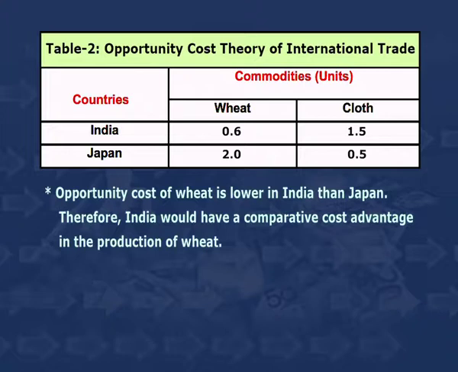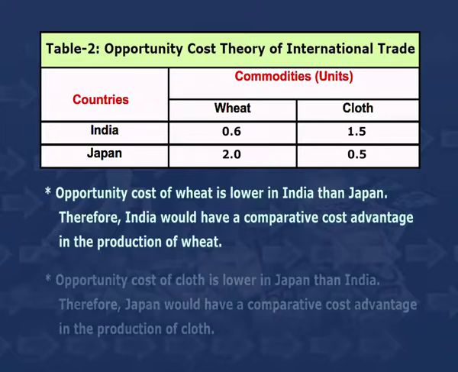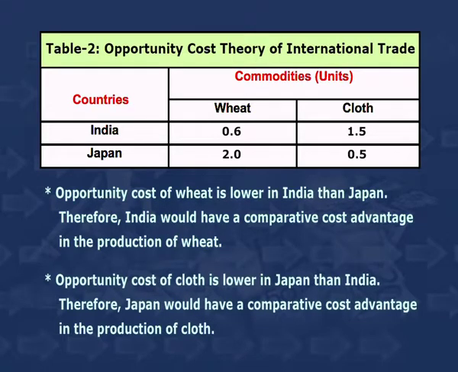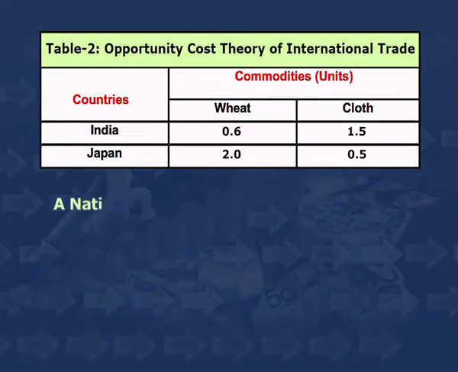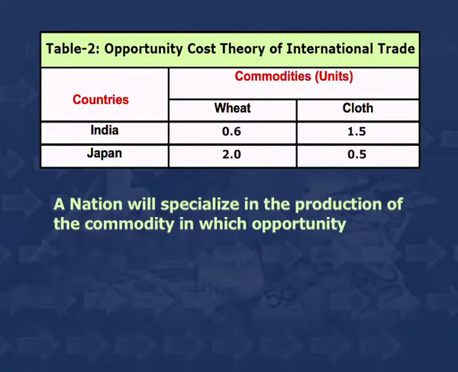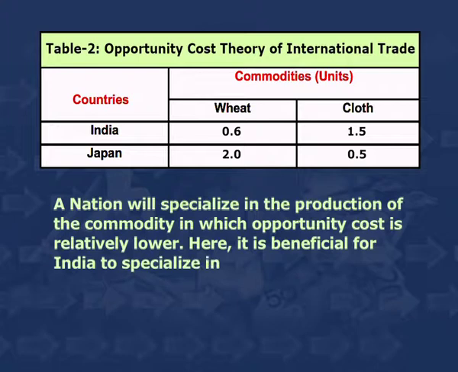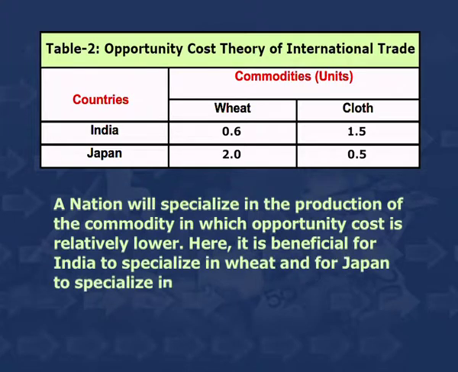The opportunity cost of cloth is 1.5 and 0.5 units of wheat in India and Japan respectively. It means that the opportunity cost of cloth is lower in Japan than India. Therefore, Japan would have a comparative cost advantage in the production of cloth. A nation will specialize in the production of the commodity in which opportunity cost is relatively lower. Here, it is beneficial for India to specialize in wheat and for Japan to specialize in cloth.